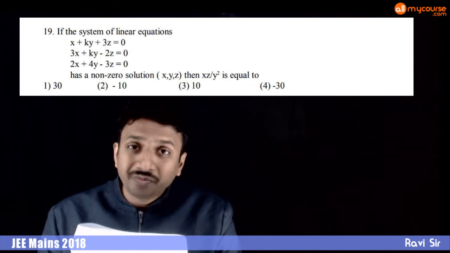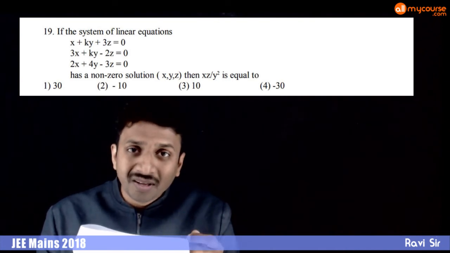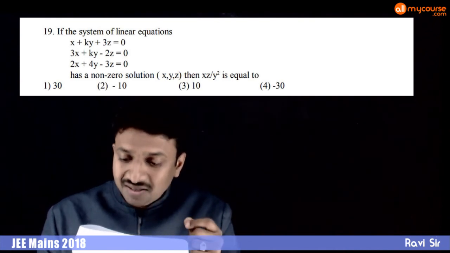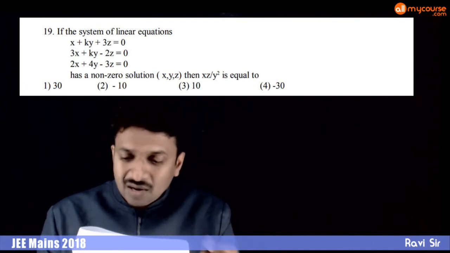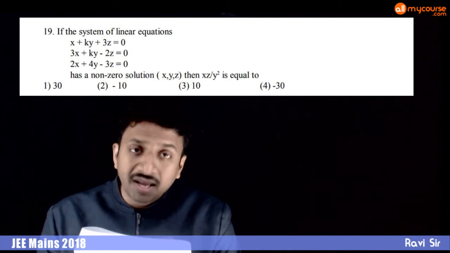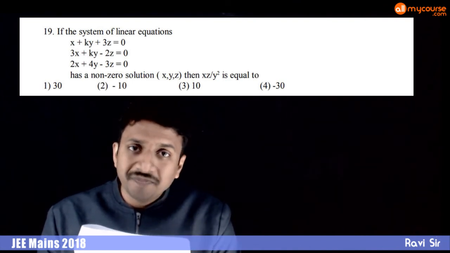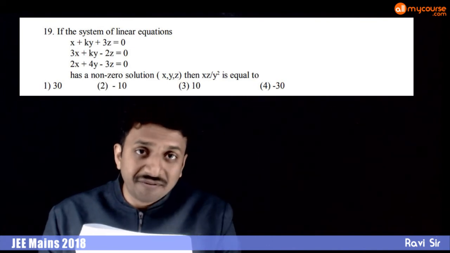You need to first equate the determinant to 0, and you get the value of k as 11. Once you substitute k is equal to 11, you can find both x and z in terms of y. You just need to substitute it to get the answer. The answer is 10 for this.